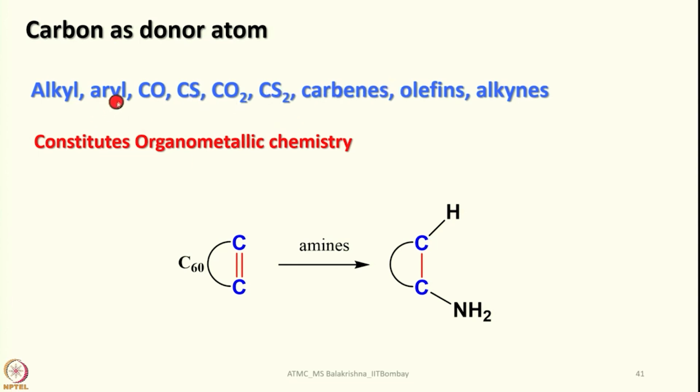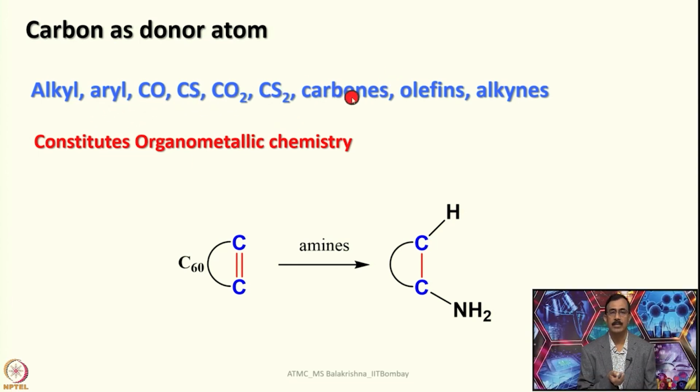All these are essentially carbon donor ligands. As I mentioned, a systematic study of all these ligands and more constitutes what we call organometallic chemistry. But here also let us look briefly into the reactivity and some chemistry related to carbon donor atoms. This is the fullerene C60 molecule. You know that it can be treated with amines to do addition reactions, very similar to what we do with isolated olefins. For example, you treat it with ammonia and you can get amines this way.